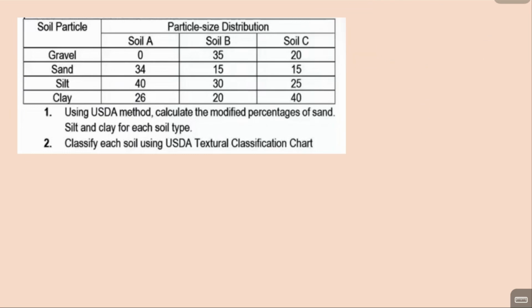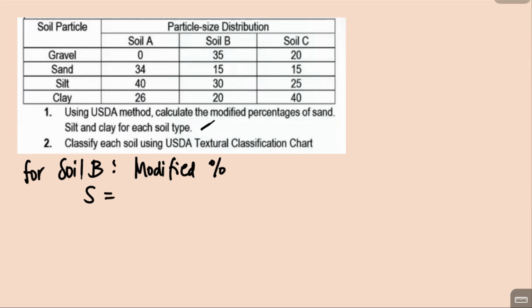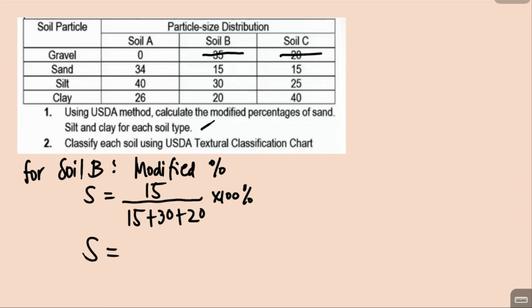To further understand the modifying process, let us try modifying for soil B. Let us first modify the percentage of sand by representing the percentage of sand against that of the 3 relevant particles. So 15 over 15 plus 30% of silt plus 20% of clay. Let us remove the percentage of gravel, so we are representing those 3 particles as a whole. For sand, we arrive at 23.08%.